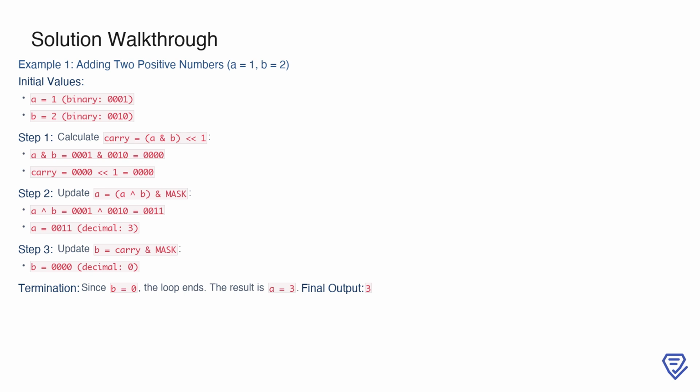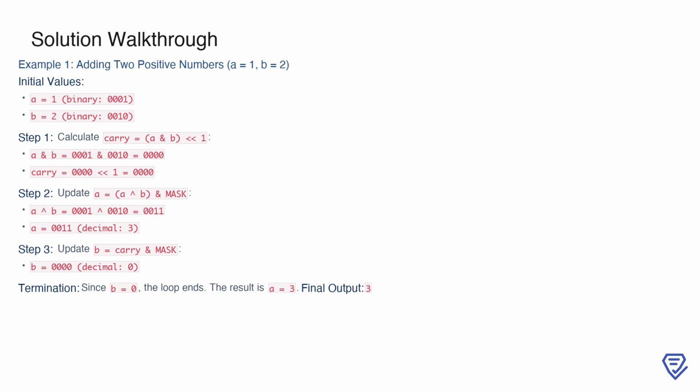To solve the problem of adding two integers without using the plus or minus operators, let's walk through the first example where a equals 1 and b equals 2. Initially, their binary representations are 0001 for a and 0010 for b. In the first step, we calculate the carry using (a AND b) << 1. The bitwise AND of a and b results in 0000, and left shifting this by 1 gives carry equals 0000. Next, we update a with the XOR of a and b, followed by applying a mask. The XOR operation 0001 XOR 0010 gives 0011, which corresponds to 3 in decimal. Now, we update b to the carry value masked appropriately, which remains 0000 in this case.